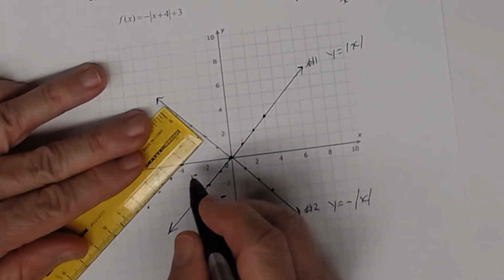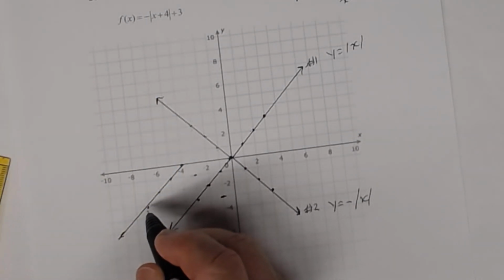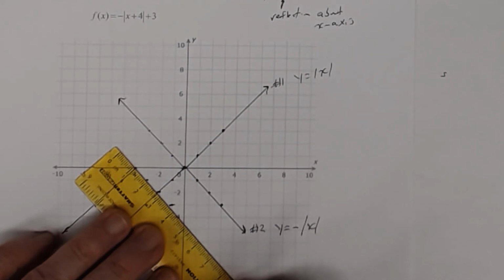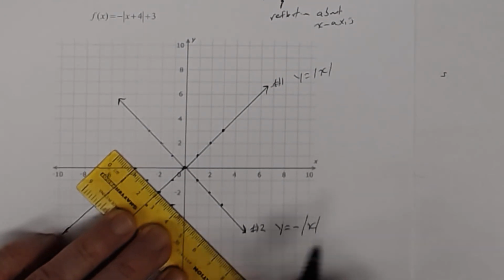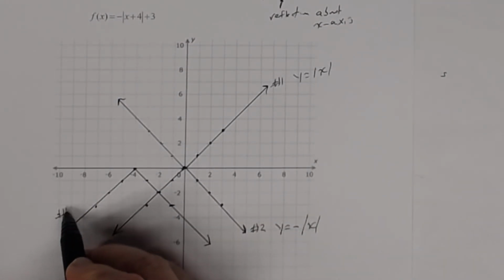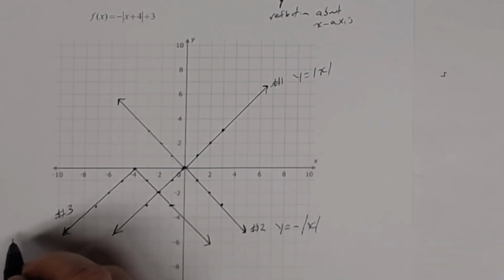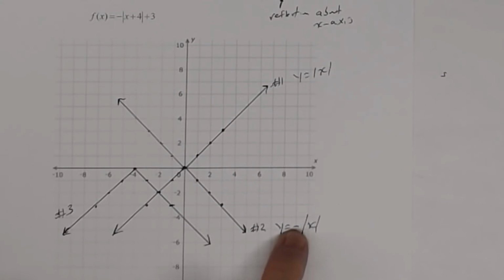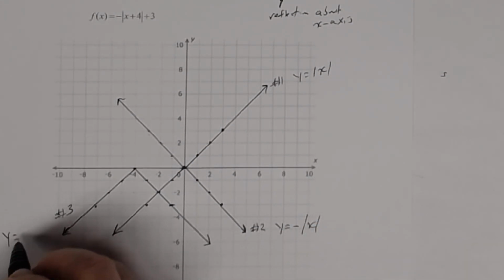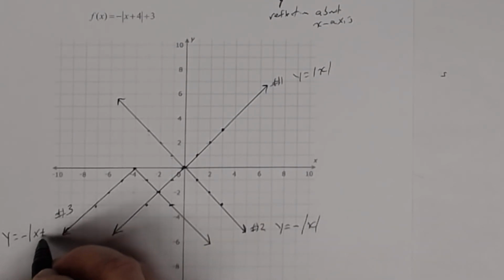Let me draw the ray. Of course, I could have done a better job here. On this side, do the same thing like this. That would be number 3. Remember, I'm taking this graph and shifting it 4 units to the left. That's my horizontal translation. So this becomes y equals negative absolute value, and remember that I'm shifting it horizontally to the left, so it'll be x plus 4.